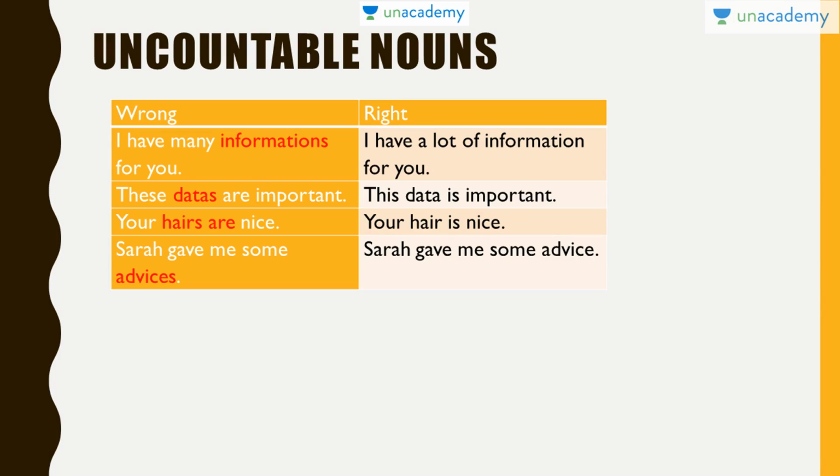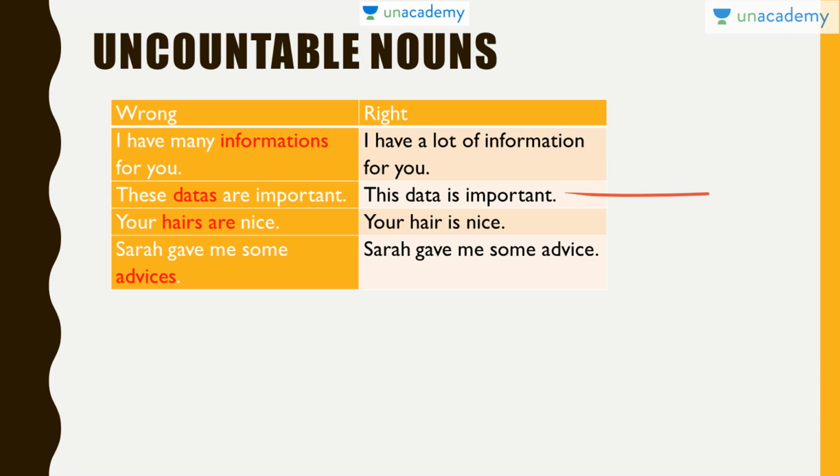For example, I have many informations for you is incorrect. The correct one is I have a lot of information for you. So you're not really adding an S to the word information. These datas are important. Even if it's a lot of data, you would say this data is important. The whole data together would be considered an uncountable noun.